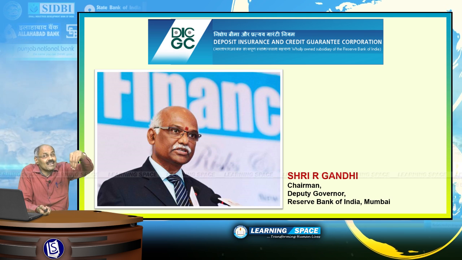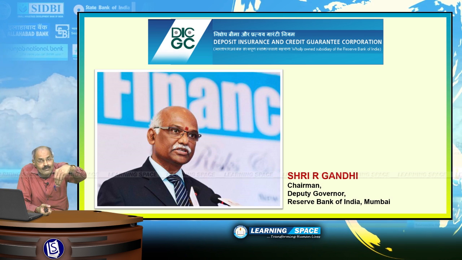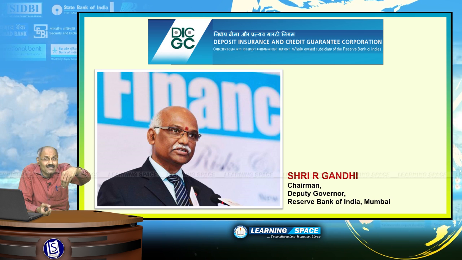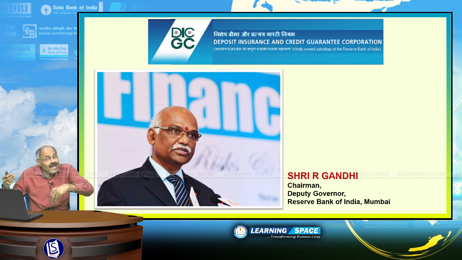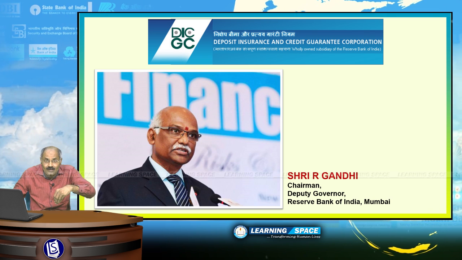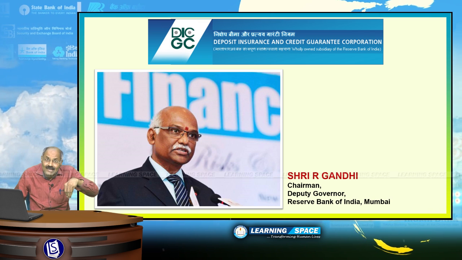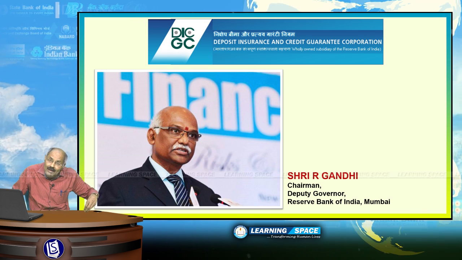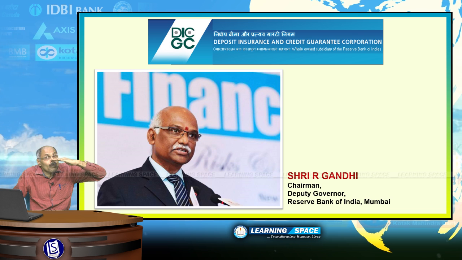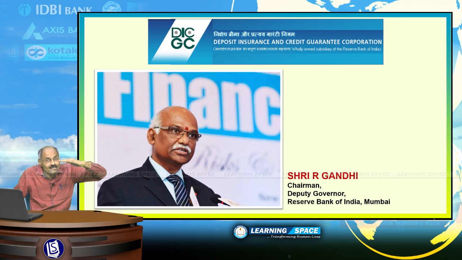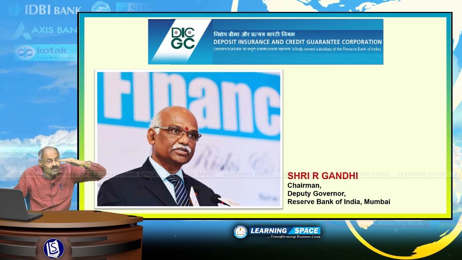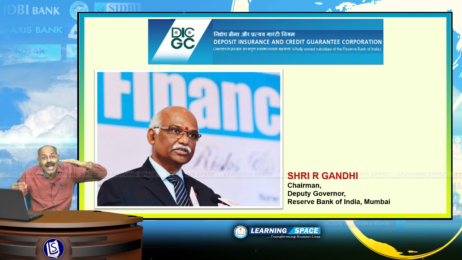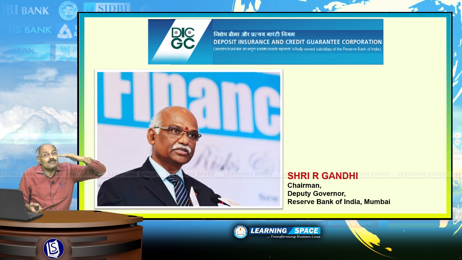The purpose of DICGC is to act as insurer to the customers of the bank. If a bank goes into liquidation, DICGC will pay to each and every customer an amount not exceeding 1 lakh rupees.